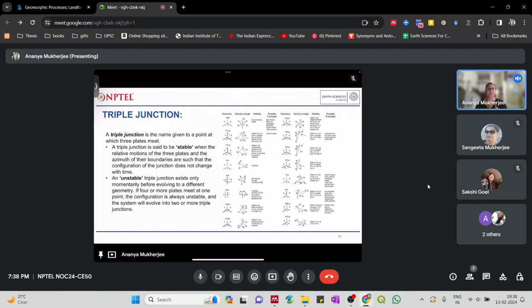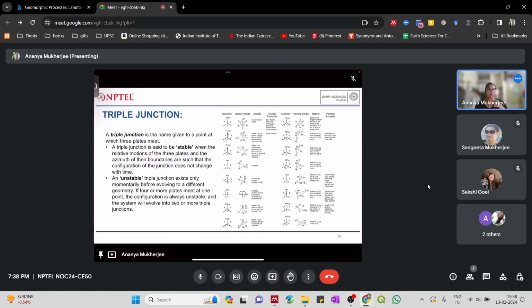Now, unstable is where for a moment there is one geometry that is present, but as the plate tectonic processes continue, this geometry that was present changes. Okay. So, then it becomes unstable. There are also some places where four or more plates meet at one point. Okay. And that will always be unstable.